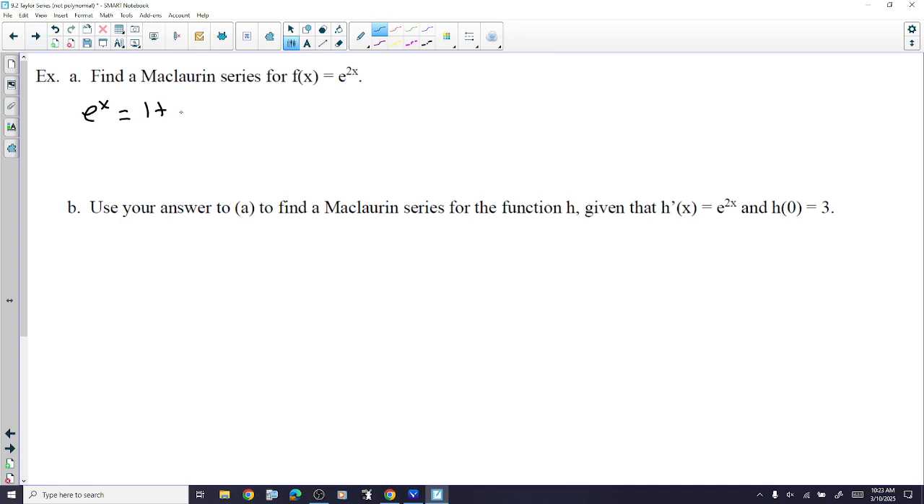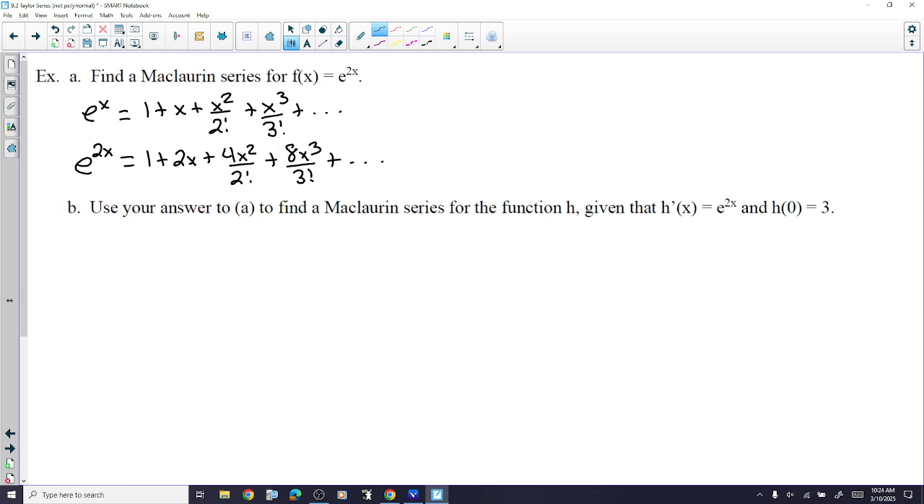is 1 plus x plus x squared over 2 factorial, x to the third over 3 factorial. Keep on going. E to the 2x is a replacement. We're replacing x with 2x. So 1 plus 2x plus 4x squared over 2 factorial plus 8x to the third over 3 factorial. Keep on going in that pattern.